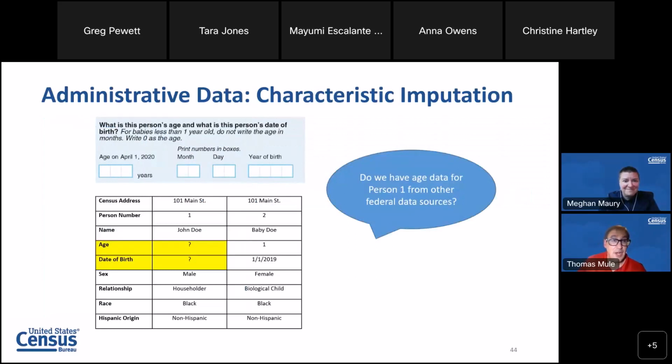Next step. We have an instance with the Doe family. We had John Doe and Baby Doe reporting at 101 Main Street, and John Doe did not provide their age. So we were able to look at either past census or Social Security Administration information to identify that John Doe was born on February 2nd, 1969, and be able to assign that instead of having to impute it. Next slide, please.